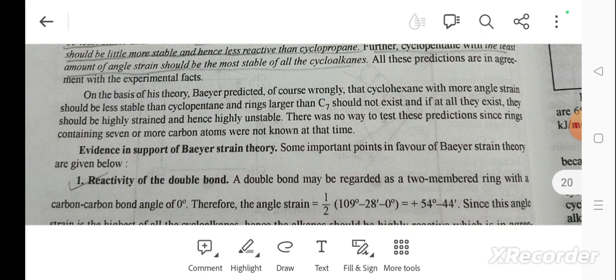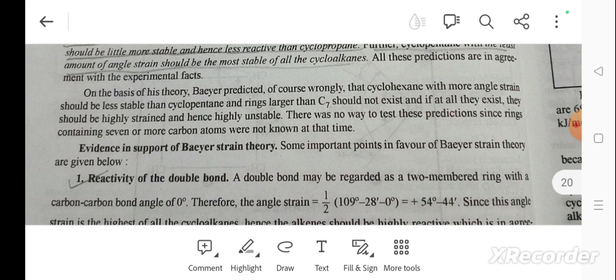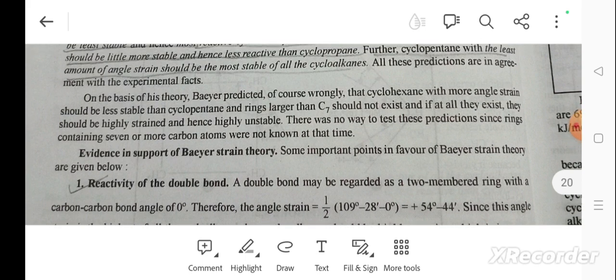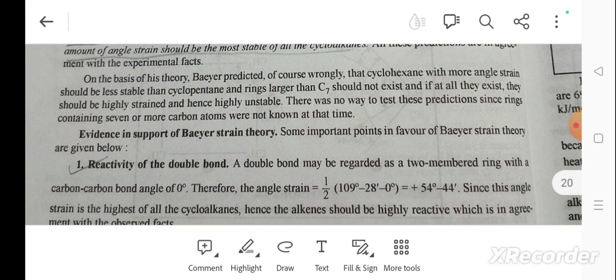On the basis of this theory, Baeyer, of course wrongly, predicted that cyclohexane, with more angle strain, should be less stable than cyclopentane, and that rings larger than C7 should not exist.